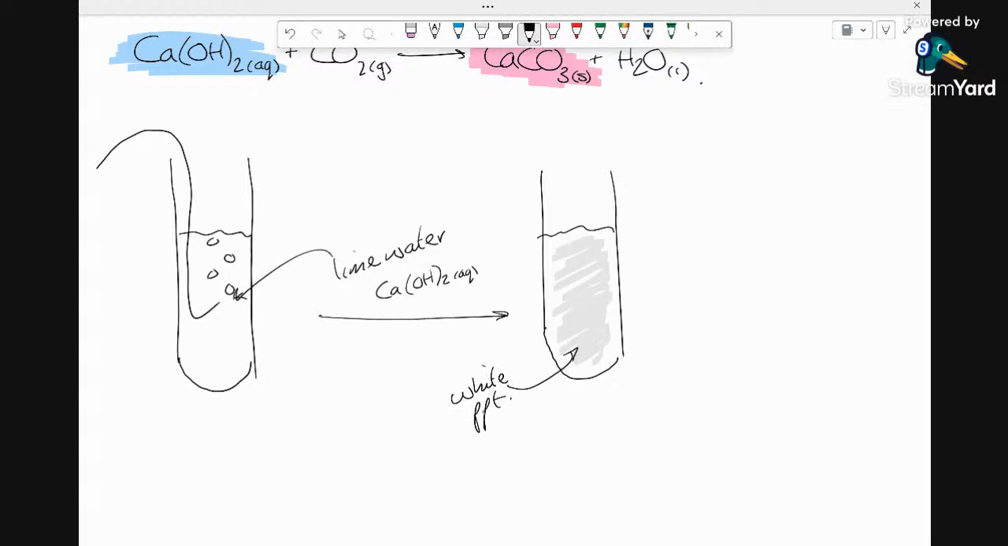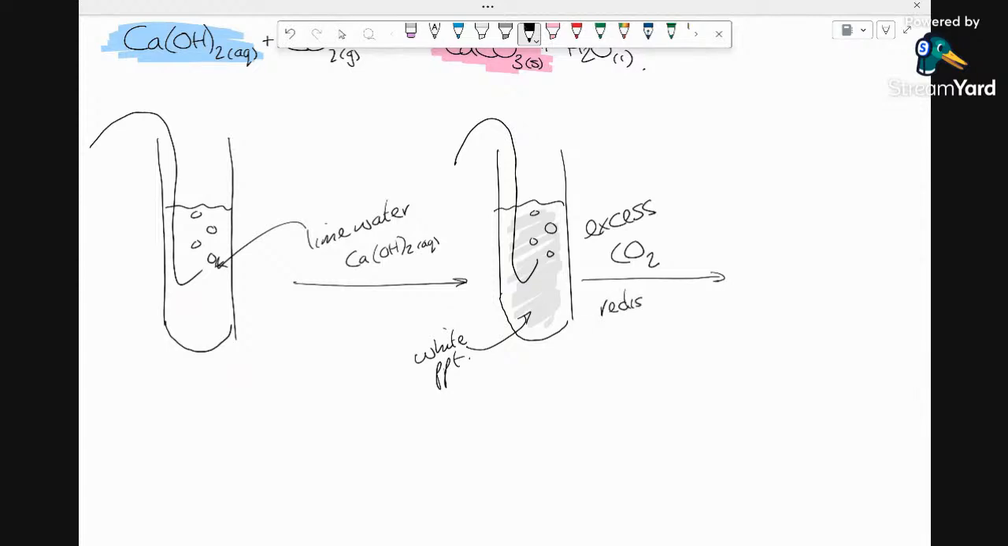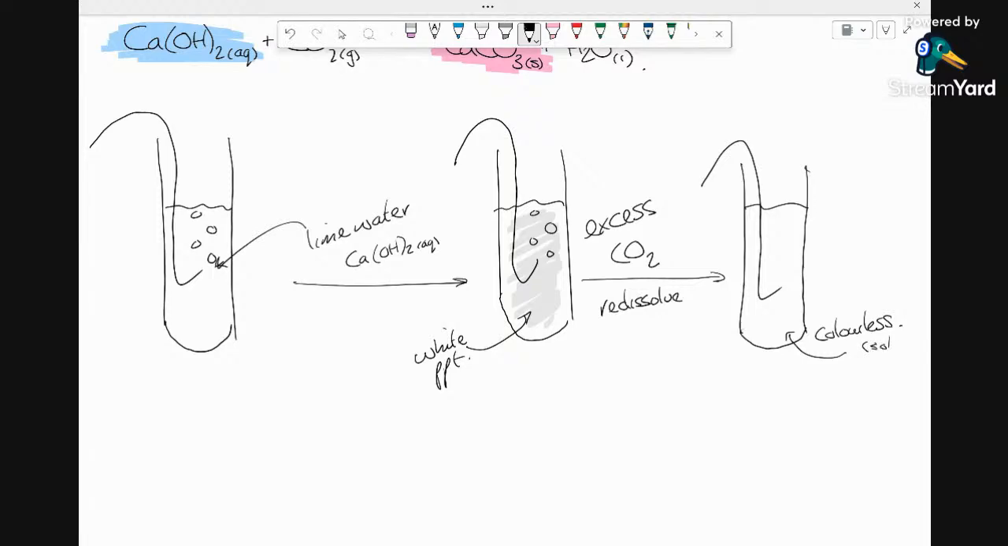If you continue to bubble more CO2 through, it'll vanish again. So this is excess CO2. It'll actually redissolve. Now, this has been on papers. It's the A-star question. It's really rare, but it will actually disappear again and become a colorless solution. So this is me going the extra mile, folks: colorless solution.